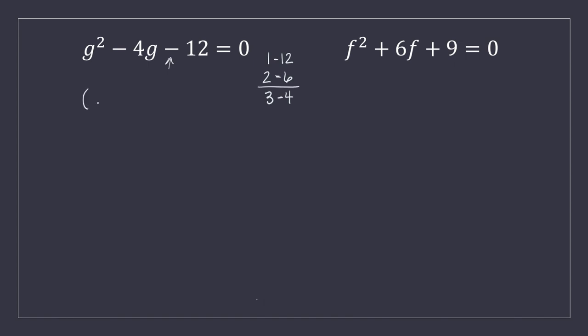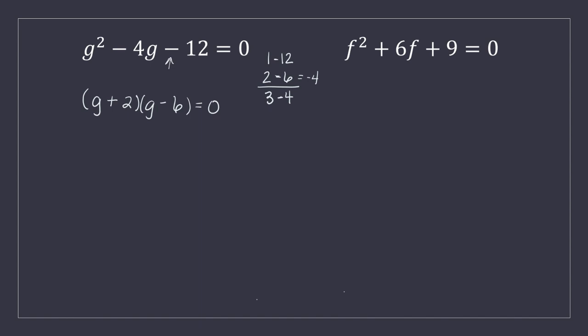So let me do my parentheses here. I've got a g in the front of each one. And then I'm going to do 2 and 6. And as I've shown, 2 minus 6 is equal to negative 4. So I want a g plus 2 and a g minus 6. I'm going to make sure to write that this is equal to 0 because I'm still solving an equation.